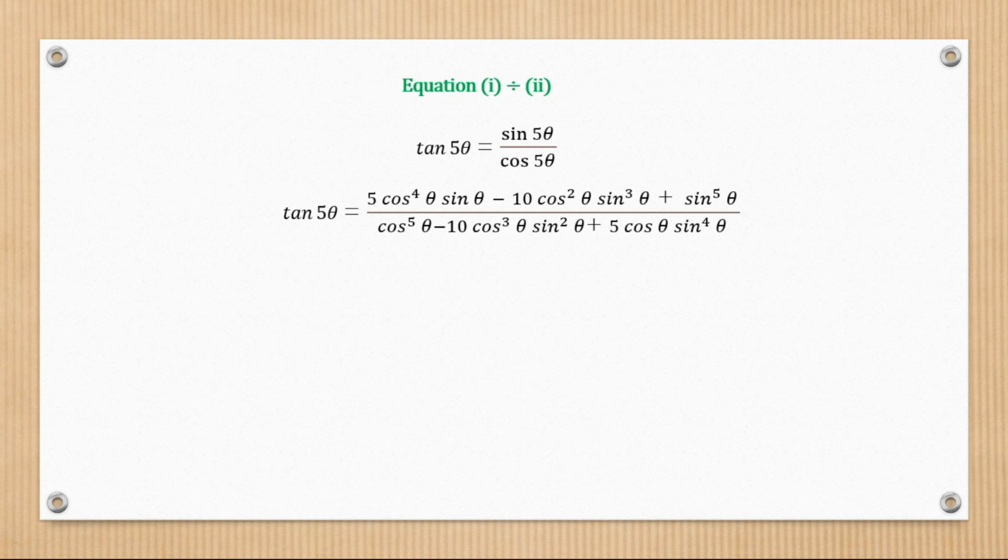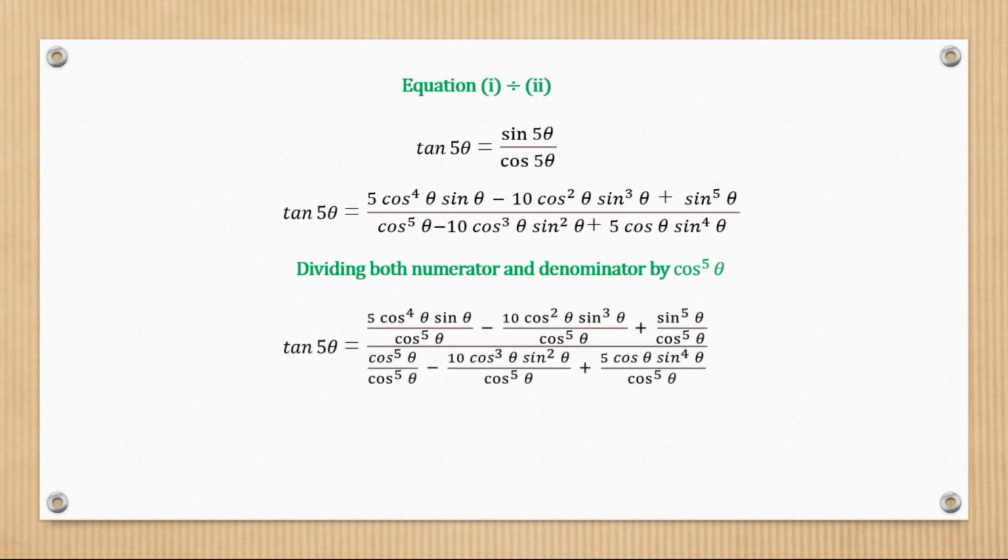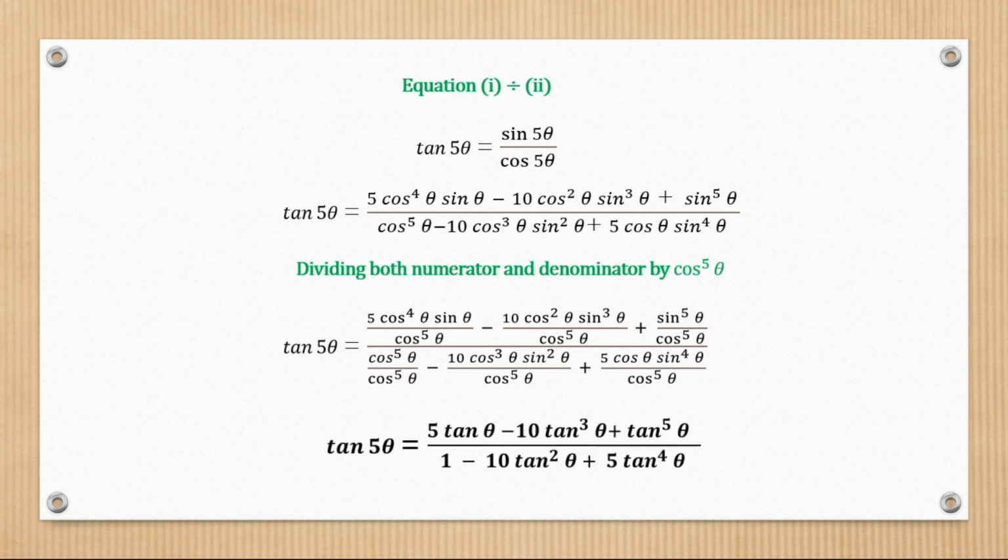Now we were asked to express everything in terms of tan theta. That means we're going to convert every value of cos and sine into tan. And how do we convert into tan? The simplest way is to divide both the numerator and denominator by cos to the power 5 theta. When we do that, at the top we're left with 5 tan theta minus 10 tan cubed theta plus tan to the power 5 theta, over 1 minus 10 tan squared theta plus 5 tan to the power 4 theta. And hence that is how we express tan 5 theta in terms of tan theta.